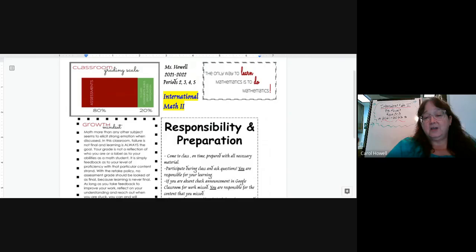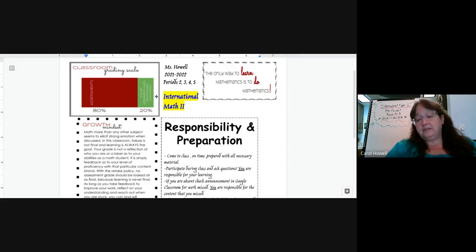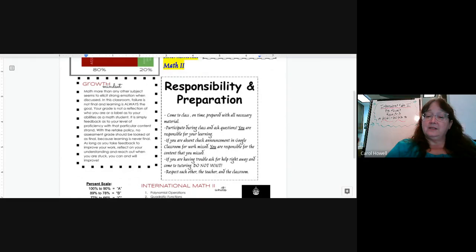Going back up to the top, this little graph shows you how your students' work is weighted in order to determine their percentage grade. Only 20% of the grade is for things that are not assessments. Tests and quizzes are assessments, and they are 80% of the student's grade. The other 20% is classwork, work on the computer, group work, anything we do in groups, and homework.